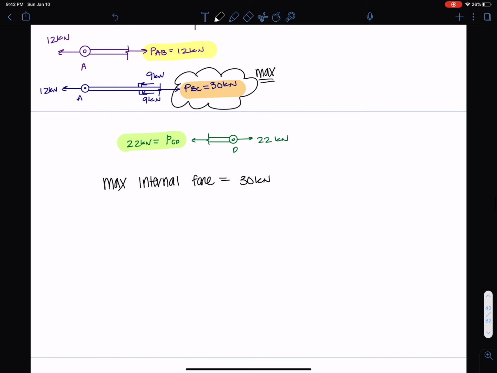Okay. So now what I'm going to do is say that this is my sigma BC, which is equal to 30 divided by the cross-sectional area. The thickness was given and the width was given, and I get 85.7 megapascals. Okay.